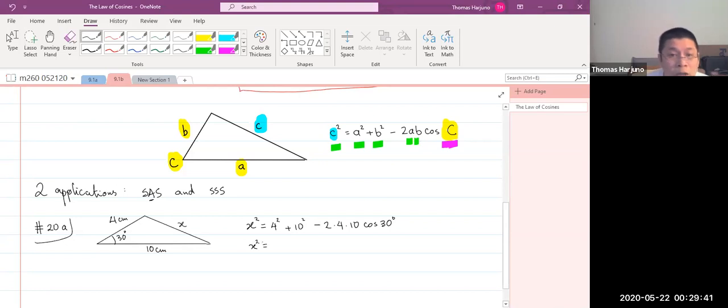I get x squared equals 46.71797. So when I apply square root, I get 6.83505 centimeters in this case. Do you get the same thing? Yes. Okay, good.